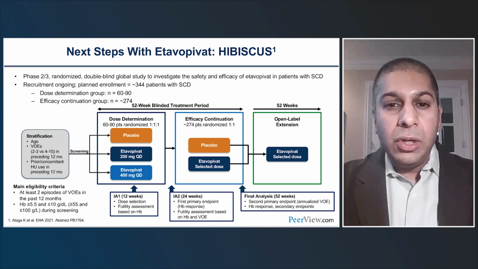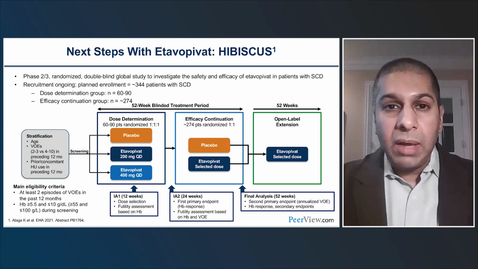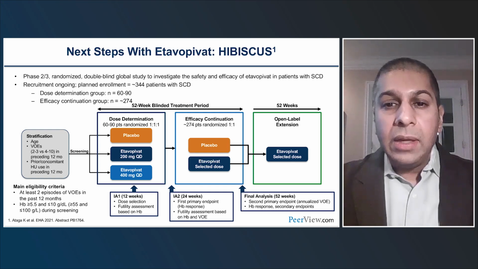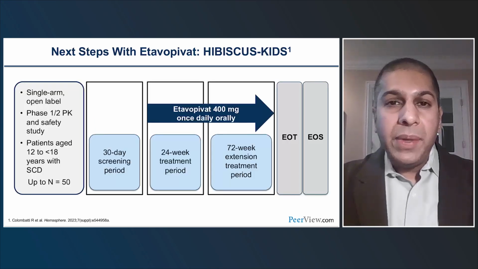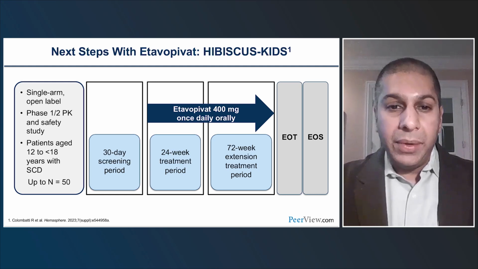by an efficacy continuation period of approximately 274 patients, randomized to placebo or the chosen etavopivat treatment, and then a 52-week open-label extension. There's also a HIBISCUS-KIDS study, and this is looking at etavopivat at 400 milligrams daily with a 24-week treatment period, followed by a 72-week extension treatment. It is a single-arm open-label study.